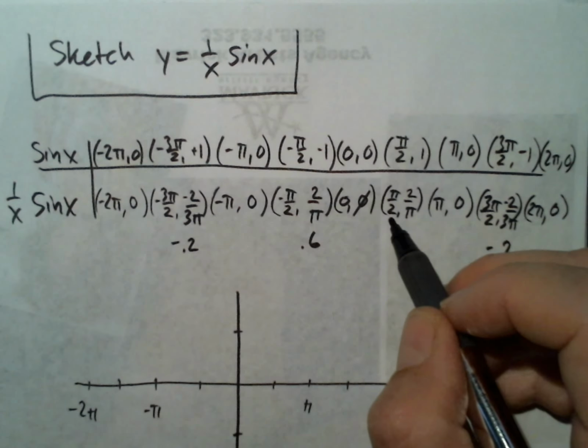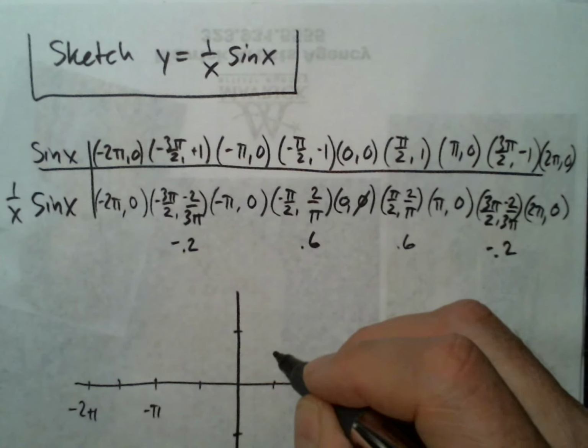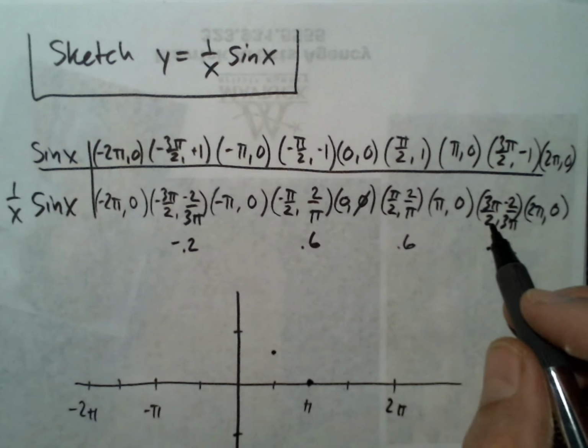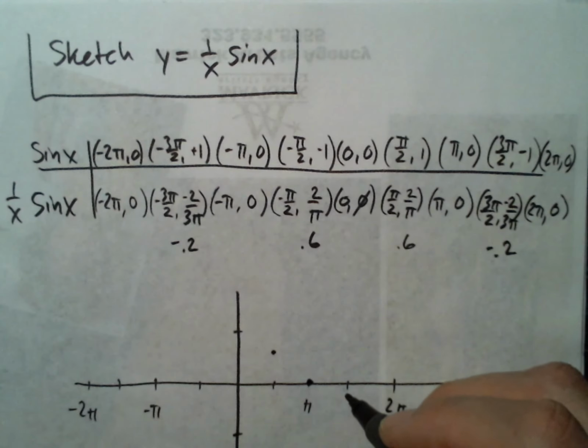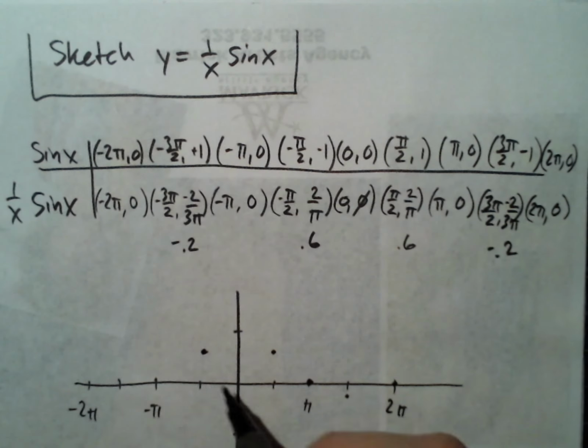So pi over 2, we're at 0.6. Pi over 2, we go to 0.6. And at pi it's 0. 3 pi over 2 is negative 0.2. And then back to 0 with the same thing over here.